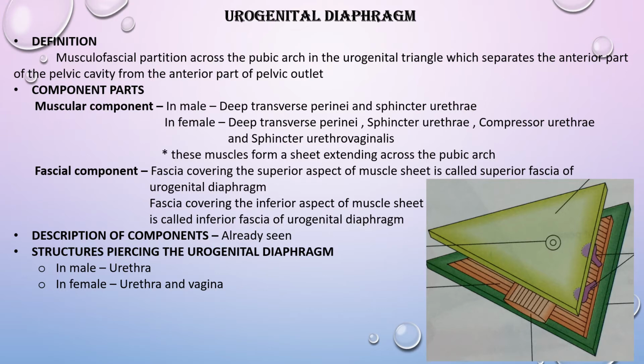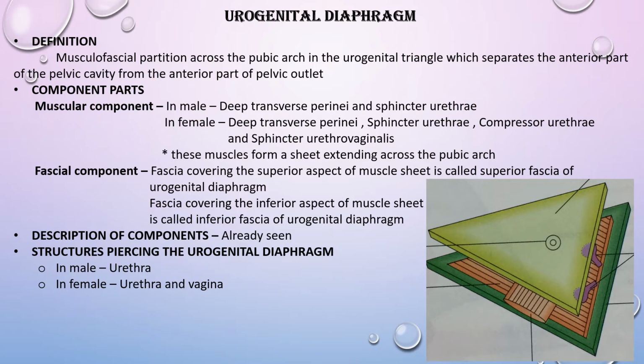So, the muscle in the deep perineal pouch, along with the fascia covering above and the fascia covering below, is collectively called the urogenital diaphragm. Coming to the definition, it is a musculofascial partition across the pubic arch in the urogenital triangle, which separates the anterior part of the pelvic cavity from the anterior part of the pelvic outlet.